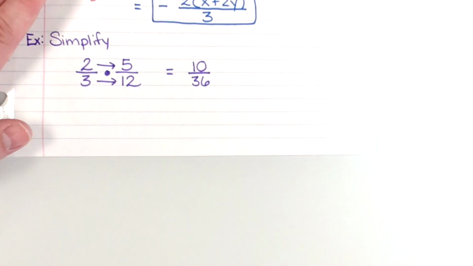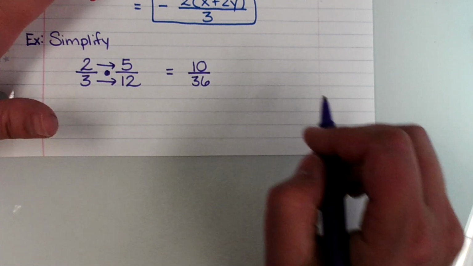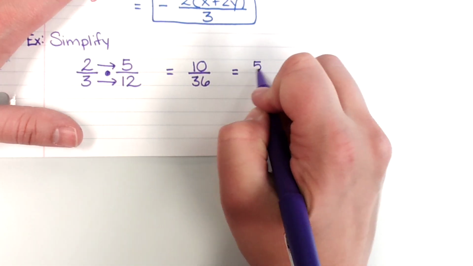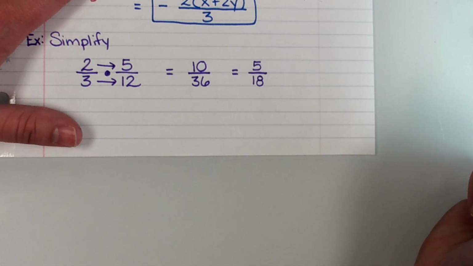10/36. Do I leave it as 10/36? No. I simplify. 10 and 36 both divide by 2. 5/18. Does it simplify more? No.